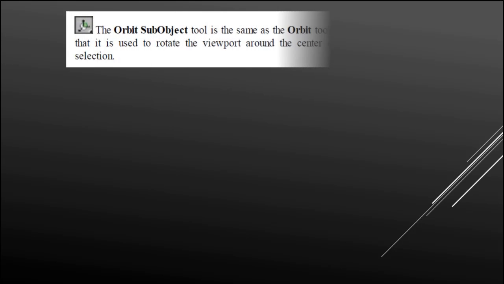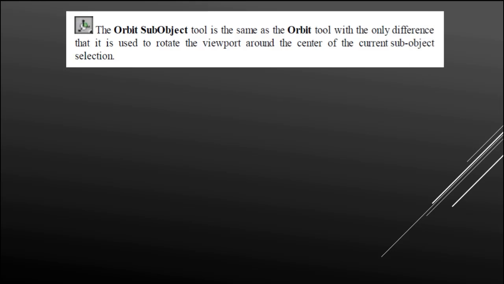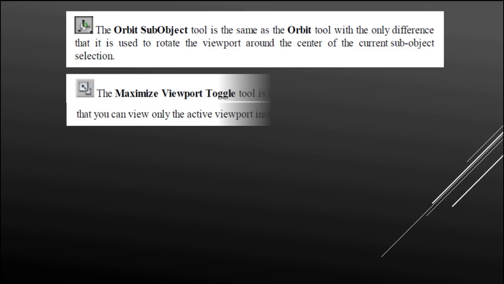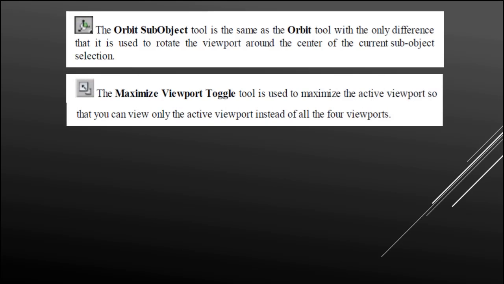The Orbit Selected tool is the same as the Orbit tool, with the only difference that it is used to rotate the viewport around the center of the current selection. The Orbit Sub-Object tool is the same as the Orbit tool, with the only difference that it is used to rotate the viewport around the center of the current sub-object selection.